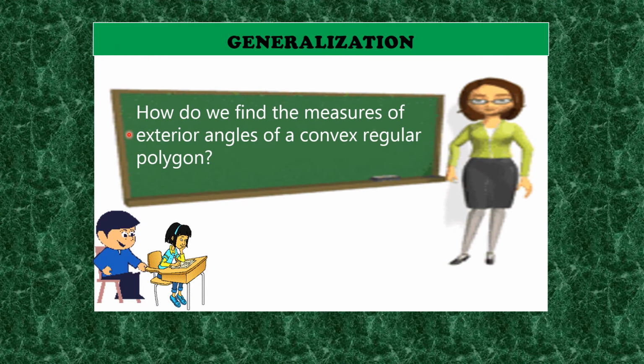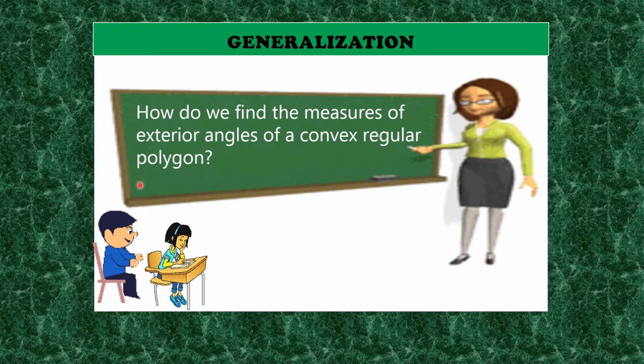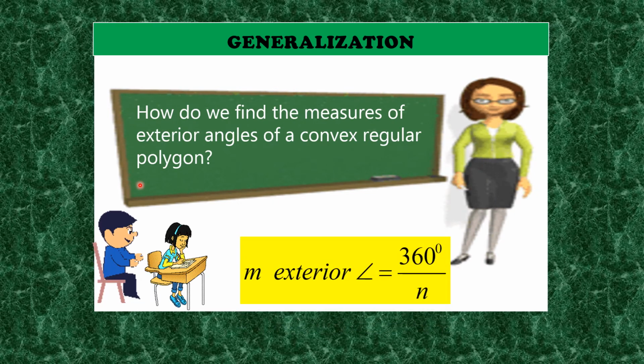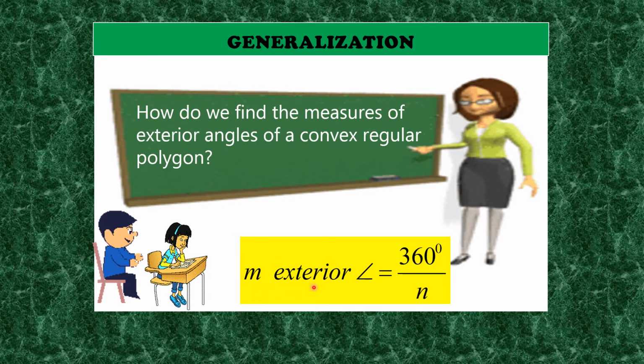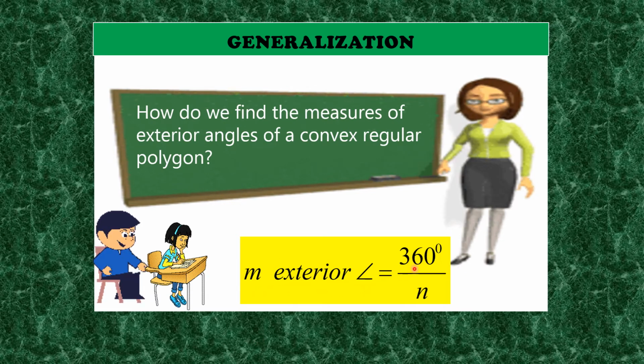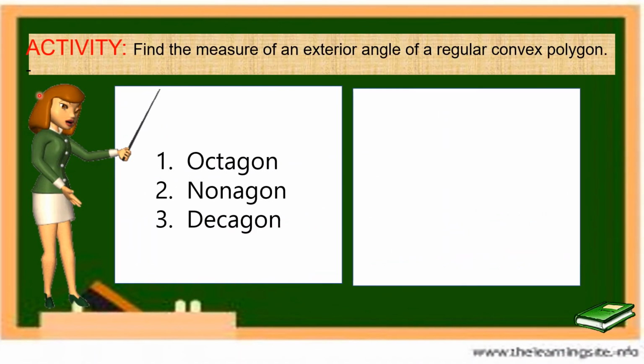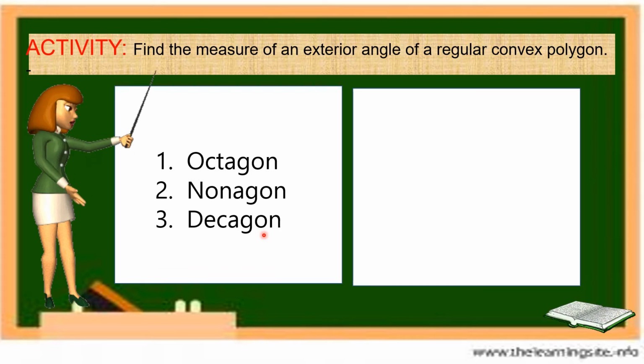How do we find the measures of the exterior angles of a convex regular polygon? We use the formula, the measure of an exterior angle equals 360 degrees divided by N. We have an activity. Find the measure of the exterior angle of a regular convex polygon. Octagon is a polygon of 8 sides. Nonagon is a polygon of 9 sides. And decagon is a polygon of 10 sides. So the formula is 360 divided by N.